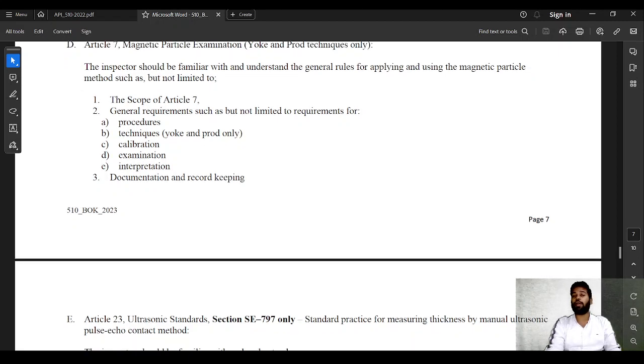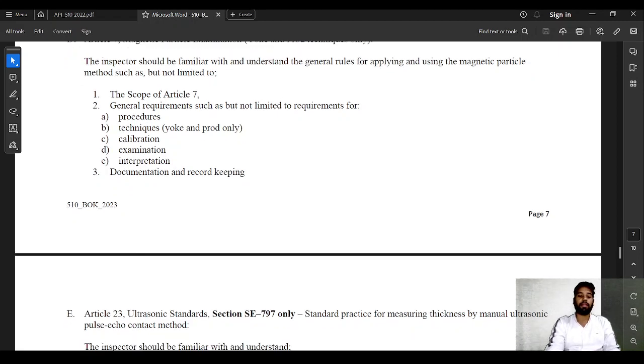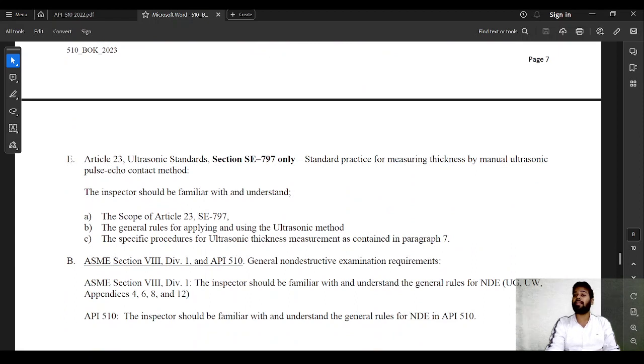So we are not going to talk about Article 4, but we are going to talk about how to take thickness measurements with ultrasonic testing. That is Article 23, SC 797 only. So only this is going to be part of the ultrasonic examination. You do not need to understand the ultrasonic examination of weldments.